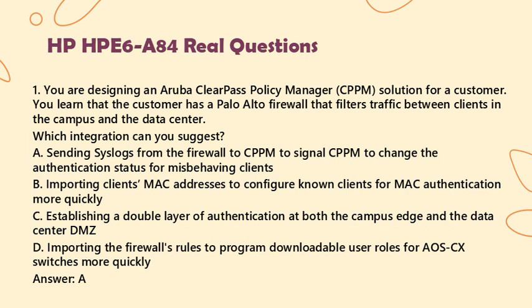A. Sending syslogs from the firewall to CPPM to signal CPPM to change the authentication status for misbehaving clients. B. Importing clients' MAC addresses to configure known clients for MAC authentication more quickly. C. Establishing a double layer of authentication at both the campus edge and the data center DMZ. D. Importing the firewall's rules to program downloadable user roles for AOS-CX switches more quickly. Answer: A.